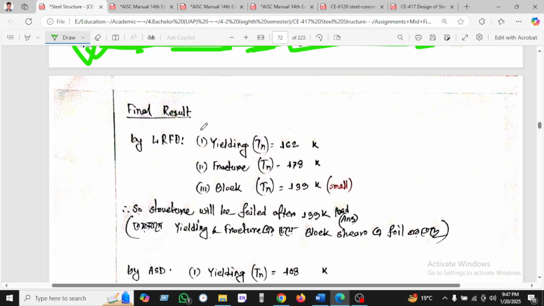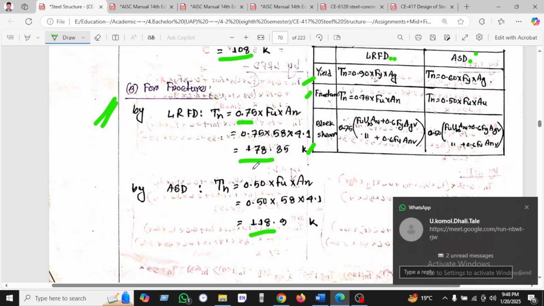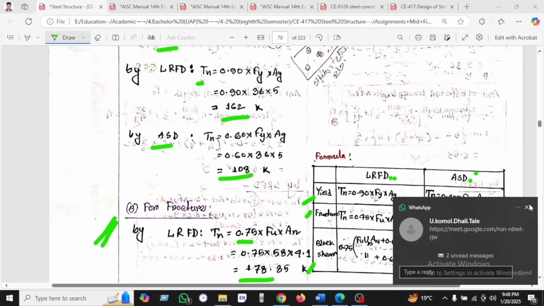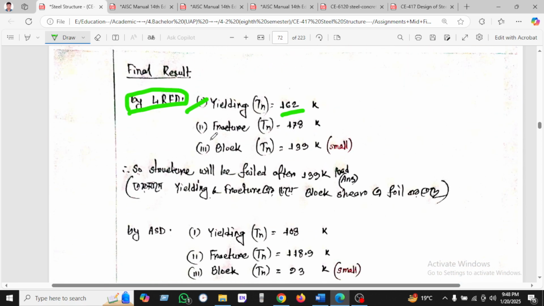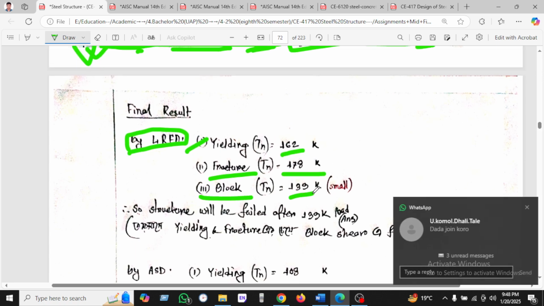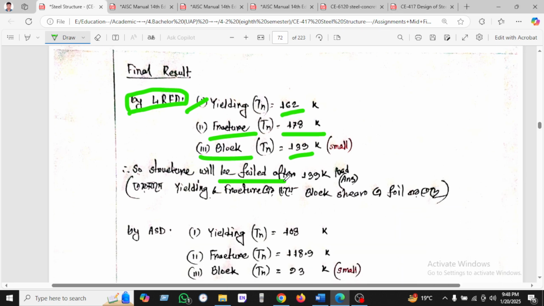So if we summarize this result shortly, then we can find yield. We found by the LRFD method the yielding result is 162. So if we go here, and fracture, in this way for fracture we found 178, and in block shear we found 139. So the structure will fail at 139.